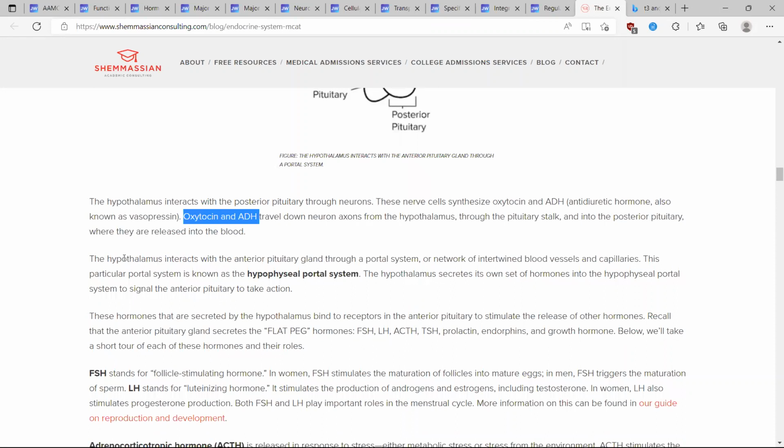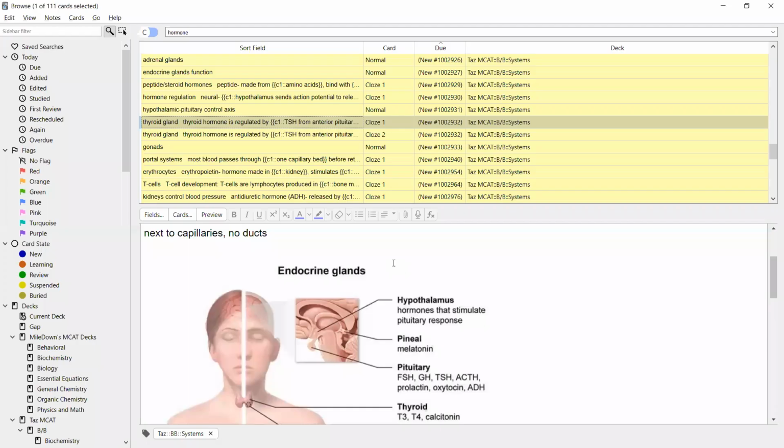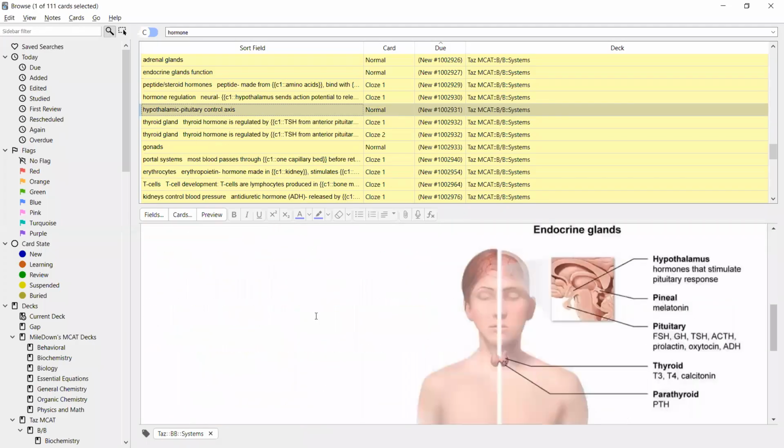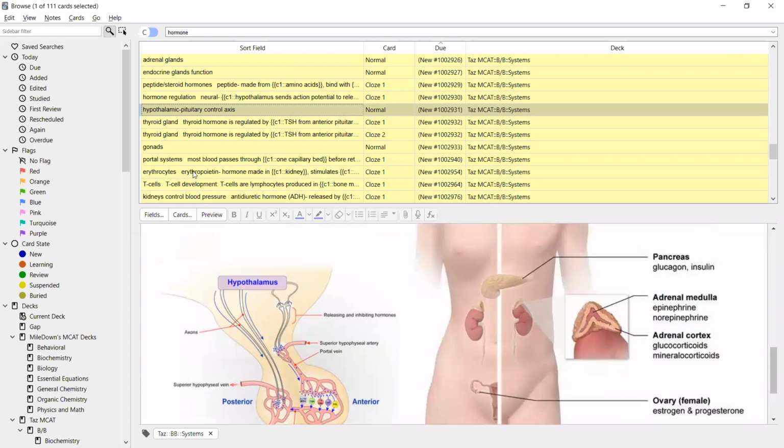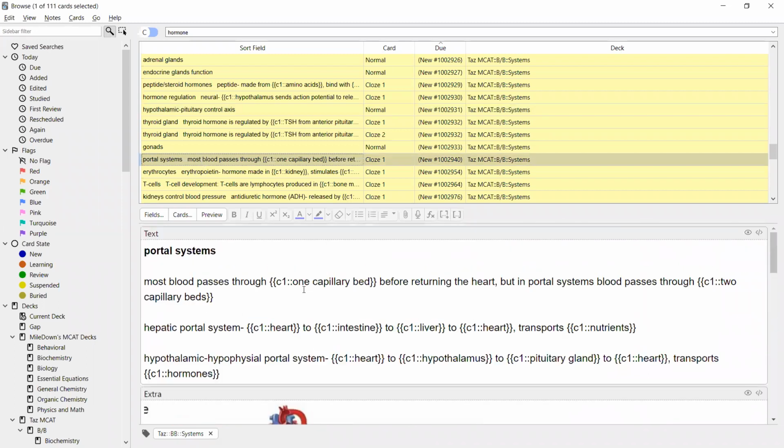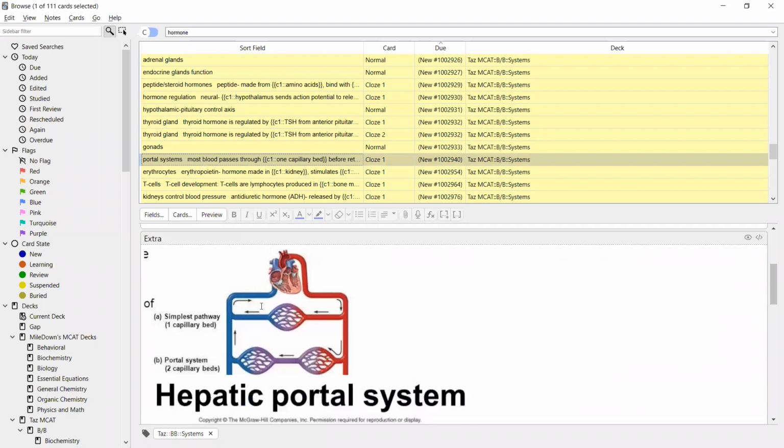So the hypothalamus interacts with the anterior pituitary through a portal system, which is called the hypophyseal portal system. So what is a portal system? Look at the comparison here. In a normal flow of blood circulation, the blood passes through what's called a capillary bed. A capillary bed is where your transport happens.